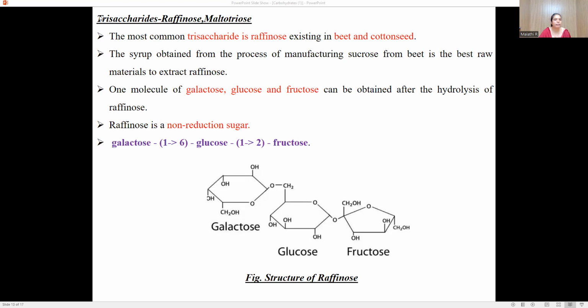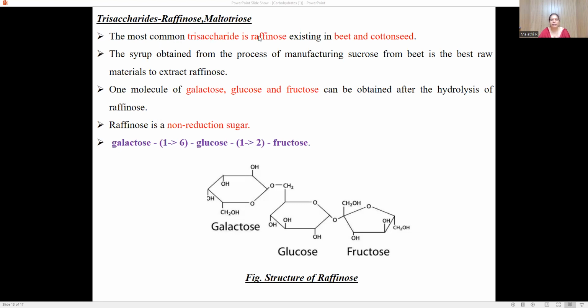So from the name itself, we know tri: three saccharides, which include monosaccharides. So three monosaccharides, if they are linked by means of glycosidic linkage, we call it a trisaccharide. Under the classification of trisaccharides, we have raffinose and maltotriose.